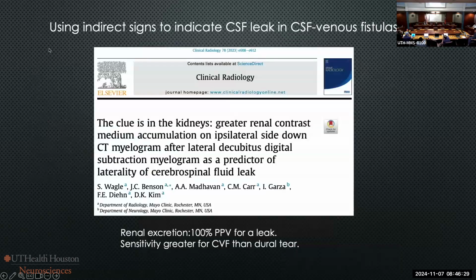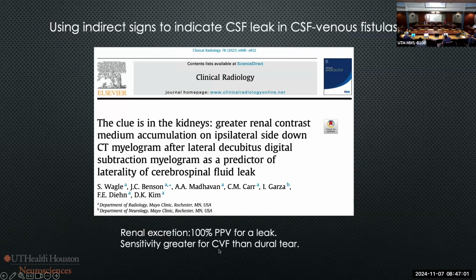So you can see that we want to look for indirect signs in these patients that we suspect may have a fistula. Is there an indirect sign that I'm correct? And one of the things is renal excretion. When you normally do a myelogram, you don't normally get excretion from the kidneys. So if you look at the kidneys after your myelogram, even if you miss the leak, you better go back and look again, right? Because there's probably a leak.